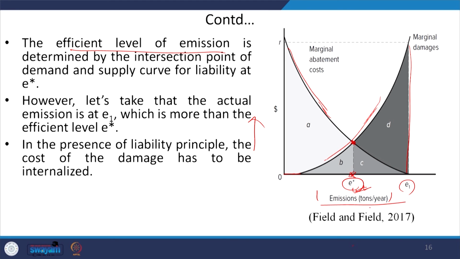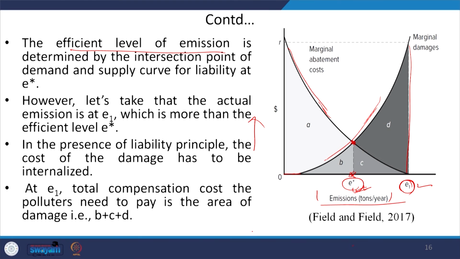So, in this case, what is the principle of liability? That means if there is any kind of damage, it needs to be compensated. Following this liability principle, whatever damage has been created because of its production at E1 emissions has to be internalized, right. What is the damage if the industry is producing at E1 level of emissions? This is the damage function: the B area, C area, D area, the whole of these. It is the total damage cost, which needs to be compensated to the victim, so the polluter needs to pay this B plus C plus D area of damage.